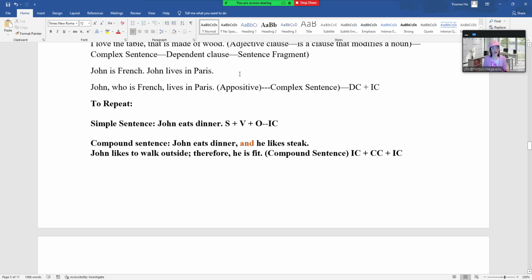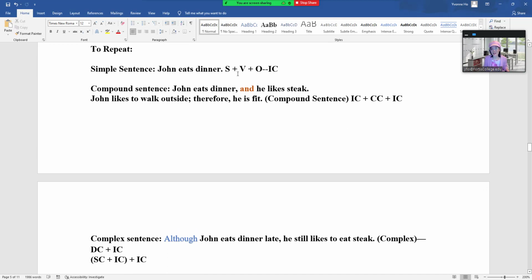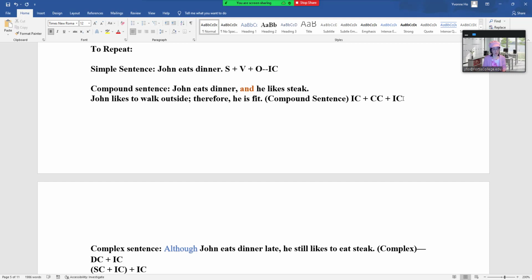All right, so I just repeated myself. Simple sentence: John eats dinner. Subject, verb, object. Compound sentence: John likes to walk outside. And with a compound sentence, if you have a transition word, you can either use a semicolon and a comma, or you can simply put a period and a comma. So here, for instance, a transition word.